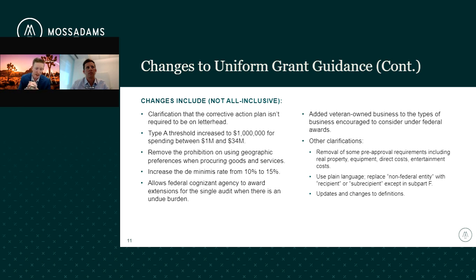Another big one this year is the allowance of individual federal agencies, your cognizant agency, to award extensions on a single audit when there's undue burden. So this is not a situation where, say, the books didn't get closed fast enough or auditors are delayed and you need more time. This is more of a natural disaster or some major event that happened locally that required additional time, and you're asking for an extension.